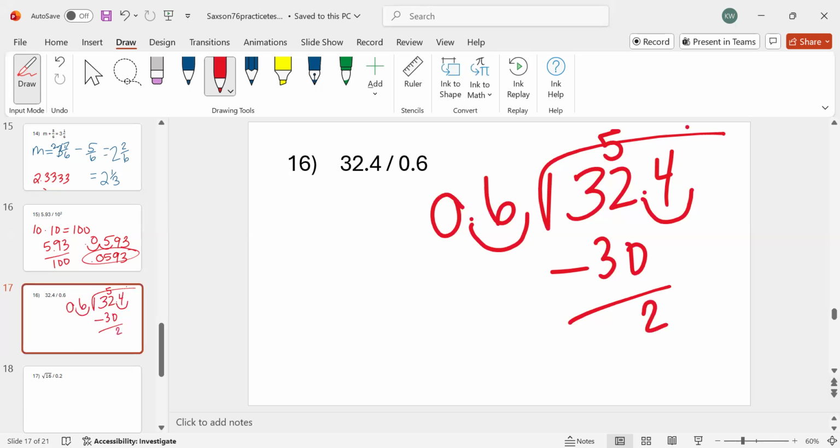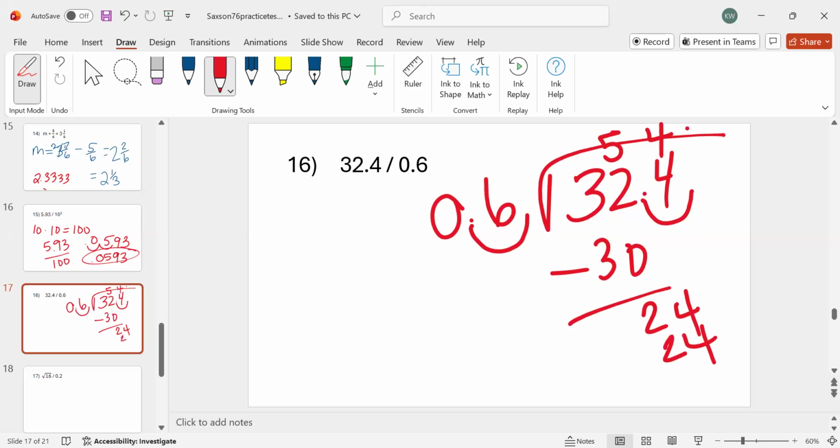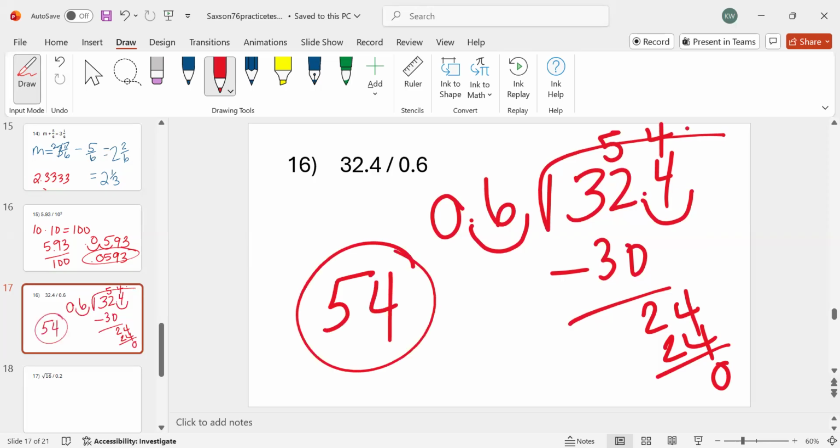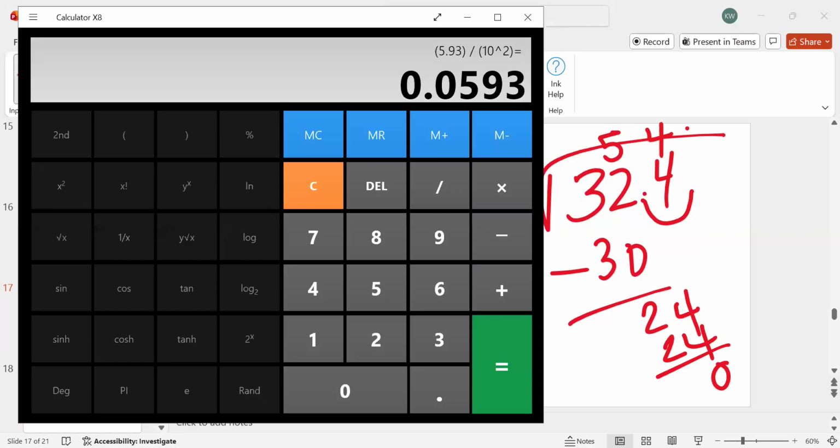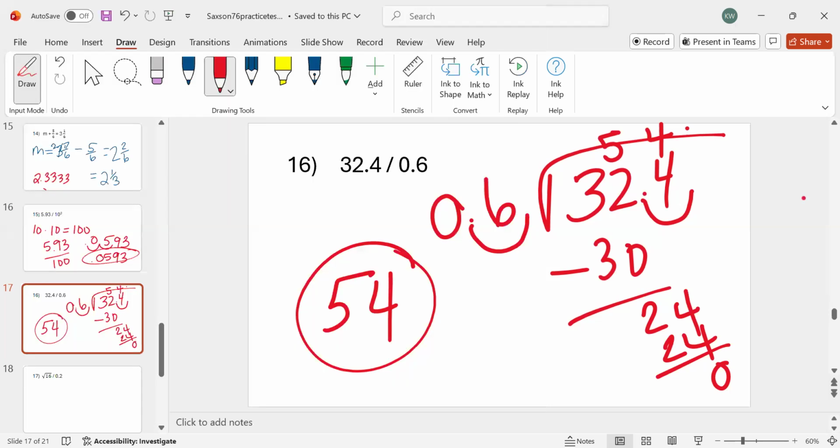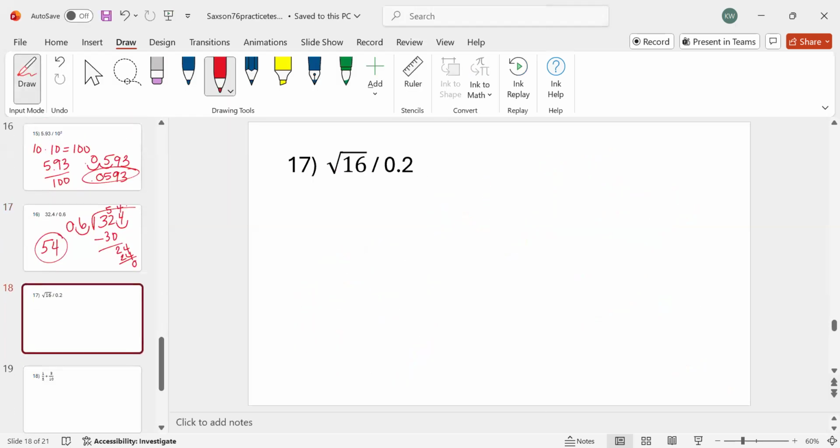So you subtract those, you get 2, bring the 4 down. 6 goes into 24. Oh, 4 times. 4 times 6 is 24. And no remainder. So the answer is 54. Let's double check that with our calculator. 32.4 divided by 0.6, 54. Good.